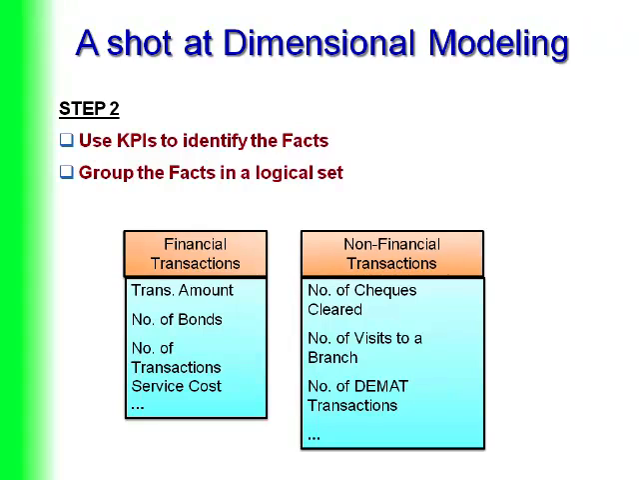For example, transaction amount, number of bonds, number of transactions, service cost, etc. They're all related to financial transactions. Number of checks cleared, number of visits made to a particular branch, number of demat transactions, etc. belong to non-financial transactions. So KPIs basically help to identify the facts and also to group the facts into a logical set. Here there are two different logical sets based on the facts and KPIs. One set of facts is called financial transactions and another group of facts is called non-financial transactions.